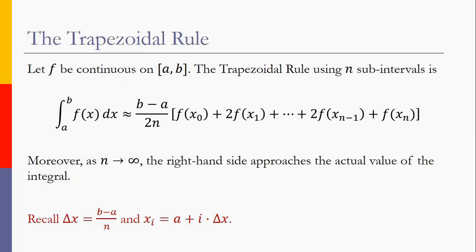Recall, in order to find x sub 0, x sub 1, and so on, we use the formula delta x equals (b minus a) over n, which gives you the width of the subinterval, and x sub i equals the first point a plus i times delta x.